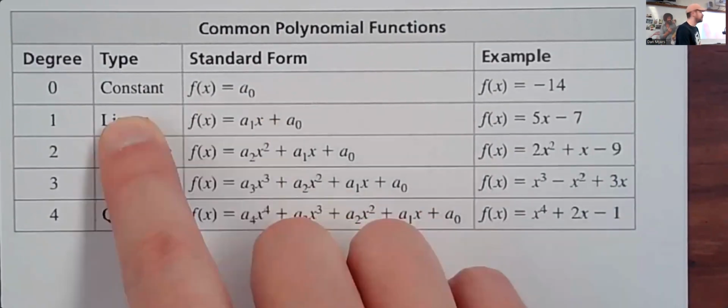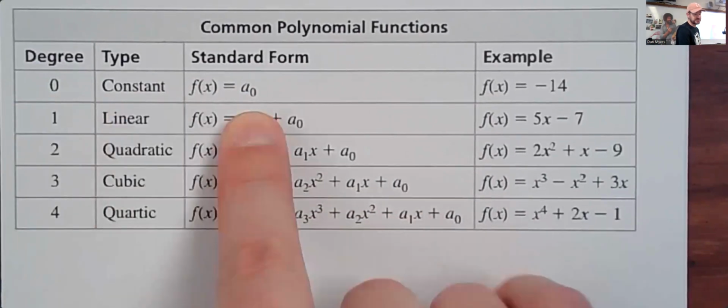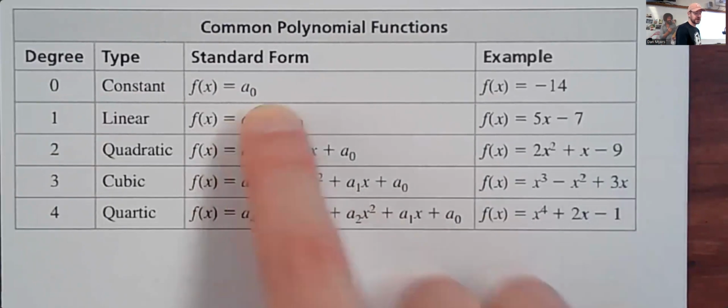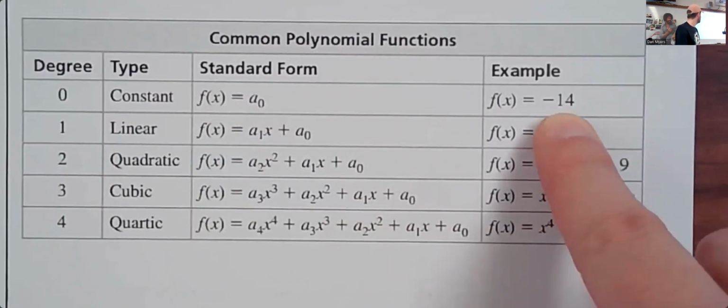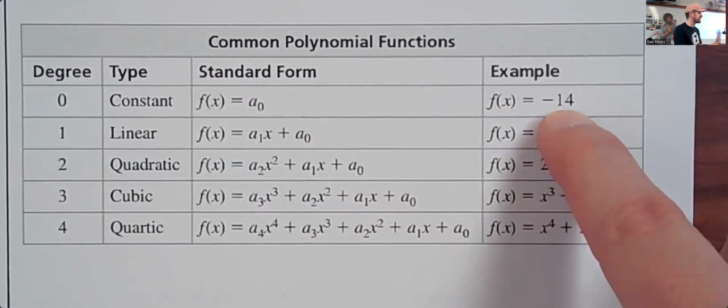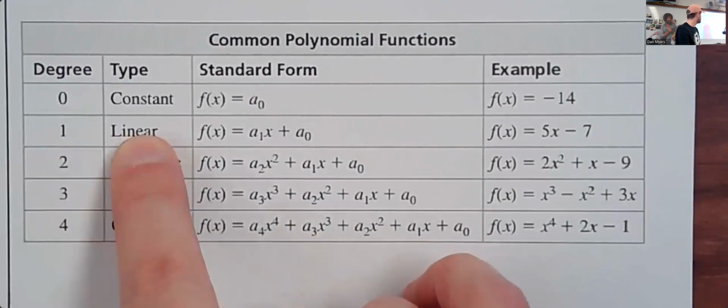Constant monomial. So the degree is 0, which makes it a constant. There is one term, so it is a monomial. So this is a constant monomial. It's a monomial because it's one term. It is constant because it doesn't have a variable. There's no variable at all. That's a constant term. If the degree is 1, that's linear.